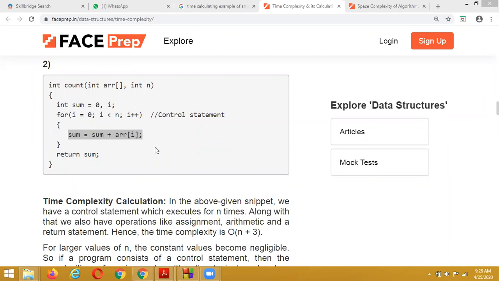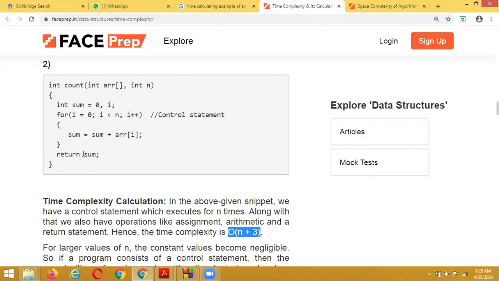And here we are indicating it as n plus 3. Why do we indicate this plus 3? And why are we not indicating it as just O of n? Why are we indicating O of n plus 3?